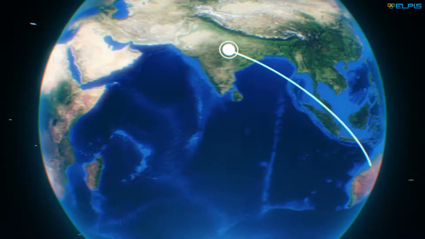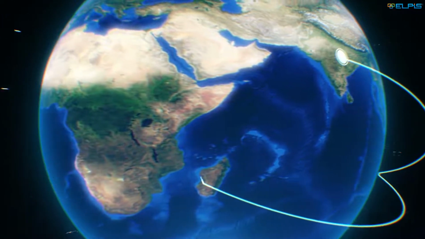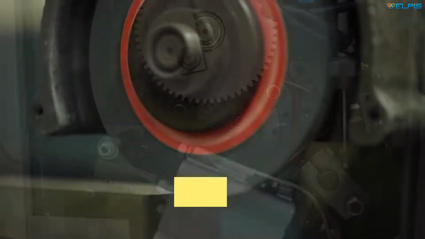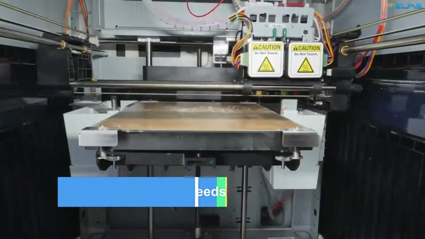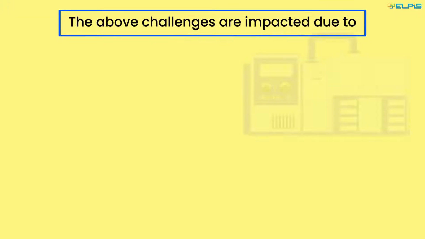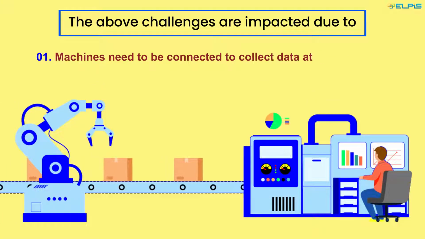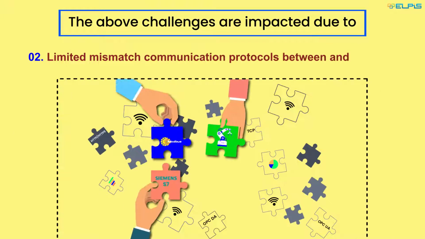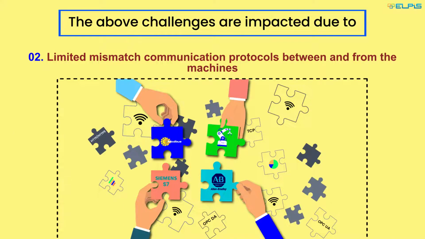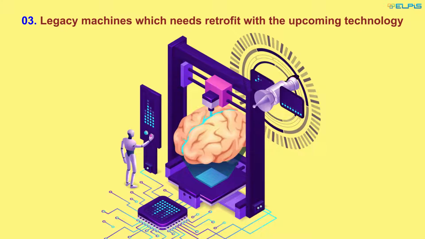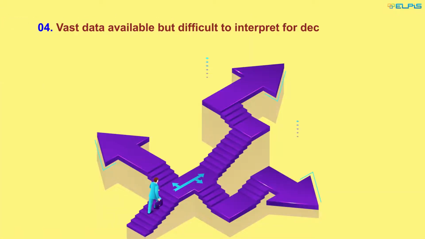In today's world, the manufacturers are encountering the following issues: low productivity, breakdowns, operations changeover, reduced machine speeds. The above challenges are impacted due to machines needing to be connected to collect data at right intervals, limited or mismatched communication protocols between and from the machines, legacy machines which need retrofit with the upcoming technology, and vast data available but difficult to interpret for decision making.